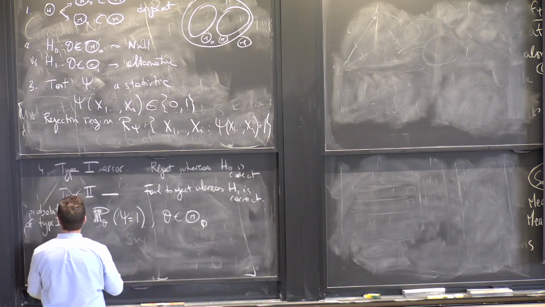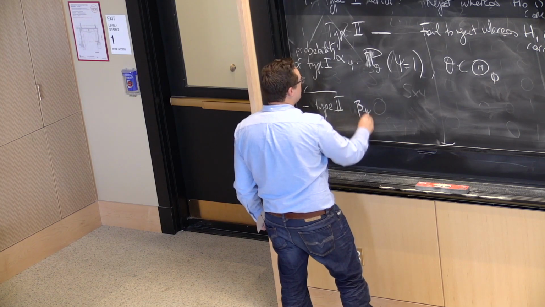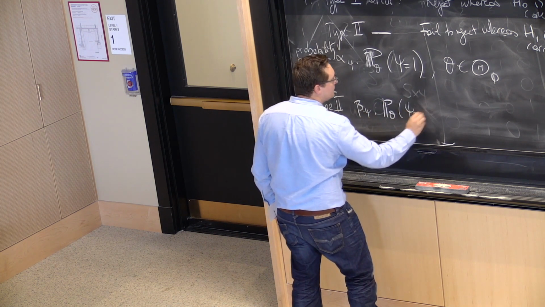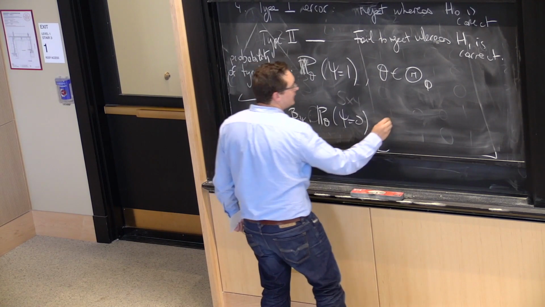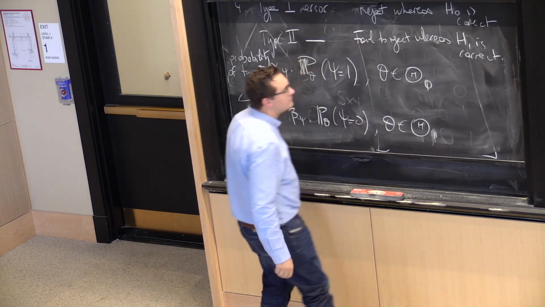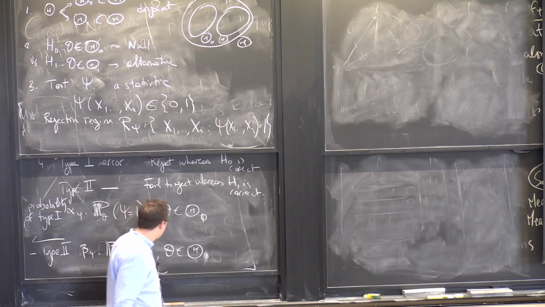The type 2 error probability is denoted by beta psi, and it's the function that does the opposite, and this time is defined for theta in theta 1. And finally, we define something called the power.